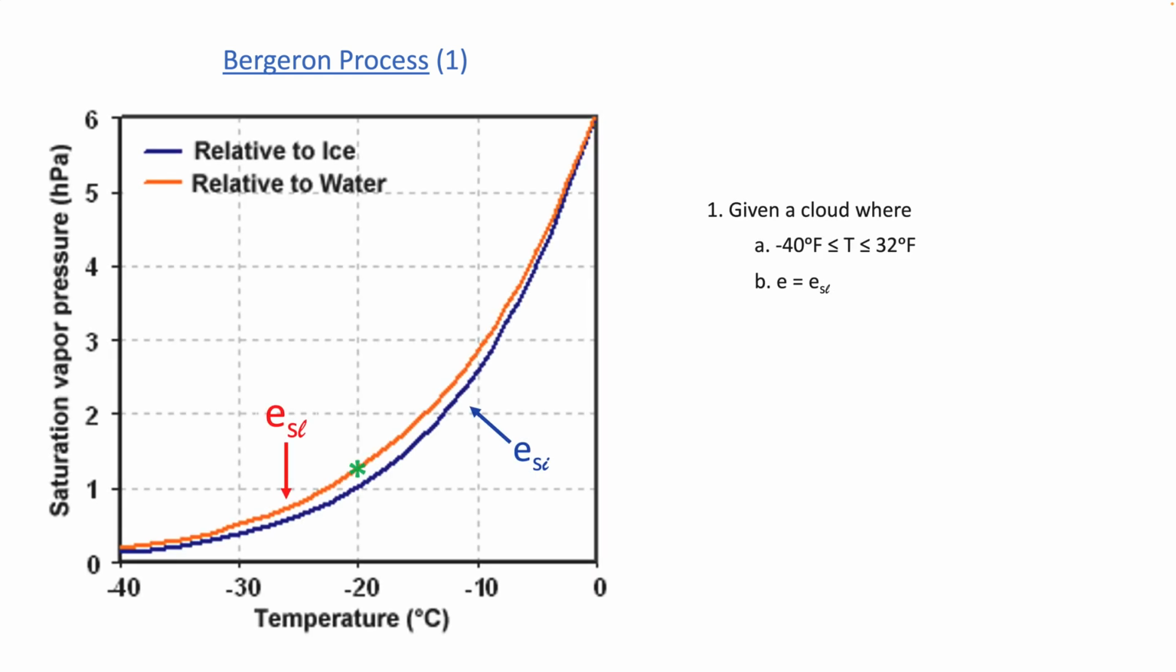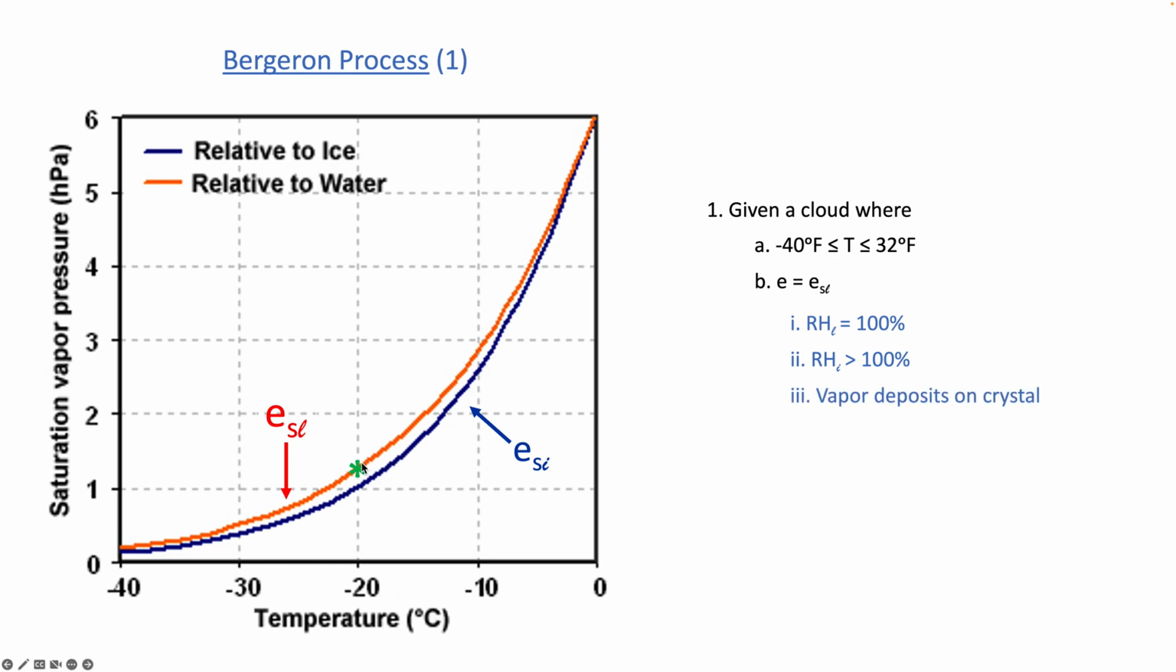And that brings us to the Bergeron process. So the Bergeron process basically begins with where we ended on that last slide. And that is, we're going to consider a cloud where the temperature is somewhere between 40 below 0 and 32 degrees Fahrenheit, and where the actual vapor content of the air is equal to the amount required to saturate the air around our liquid droplets. So in this case, the relative humidity of the air around all the droplets will be 100%, and the relative humidity around the couple of ice crystals floating around will be greater than 100%.